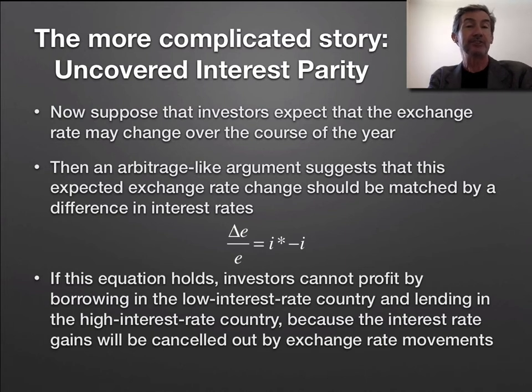So that says, okay, suppose you were to, say, borrow at the low domestic interest rate and lend out at the high foreign interest rate. Well, the trouble is that when you want to convert those high foreign earnings back into the domestic currency, you'd find that the appreciation of the exchange rate would wipe out your gains. So if this equation, and this is what we call uncovered interest parity, holds, you can't make a profit by borrowing where interest rates are low and lending where they're high, because those interest rate differentials are going to be cancelled out by movements in the exchange rate.